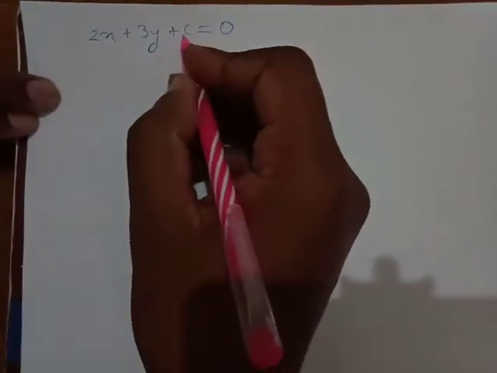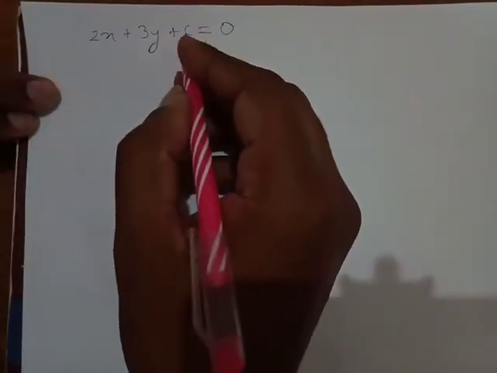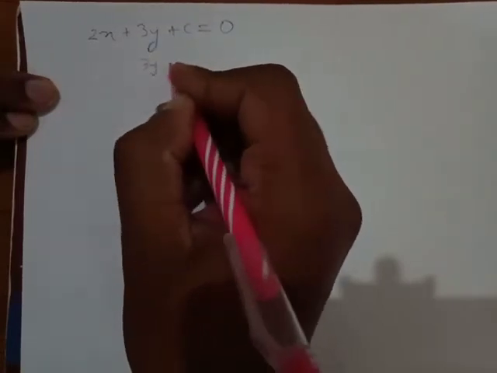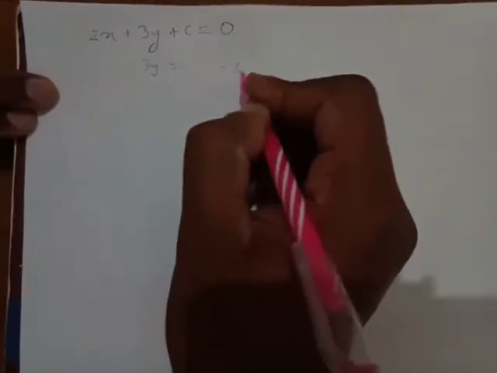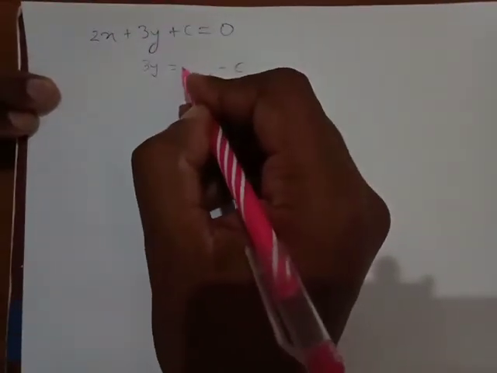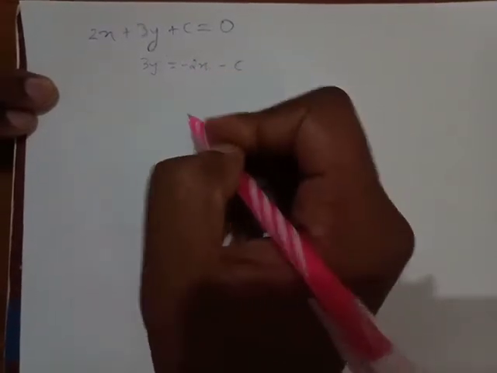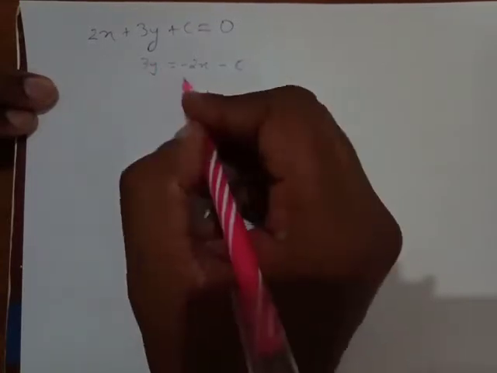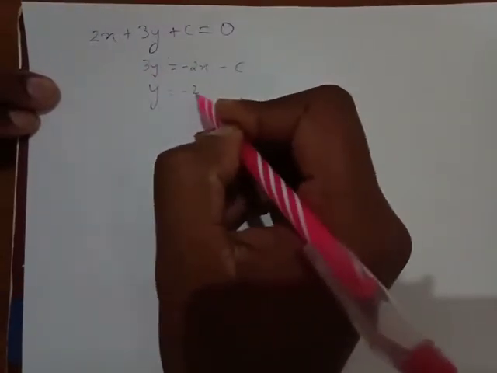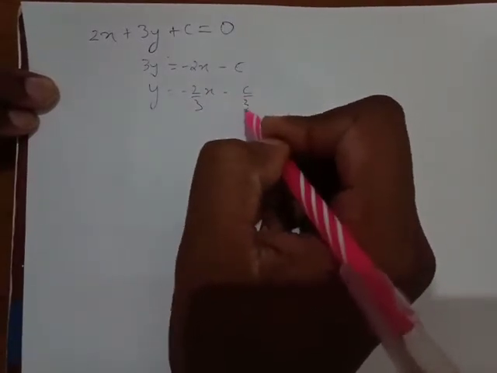Okay, c is over here, that's okay. Now what's going to happen? This is going to go on that side. Let's say 3y equals minus c, and 2x is going to go on that side and become minus 2x. And 3 is getting multiplied over here, so it goes to the other side and gets divided. So y equals minus 2/3 x minus c/3.